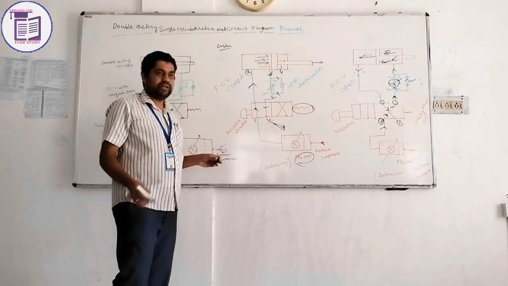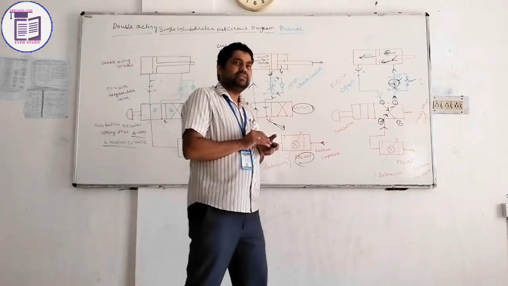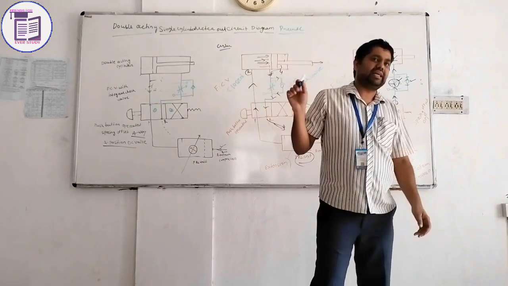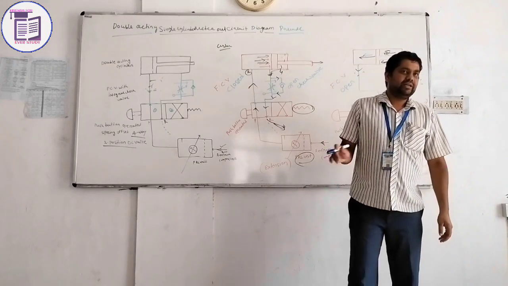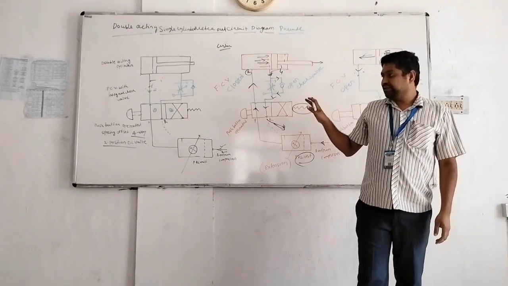This is all about your meter in, meter out circuit in a pneumatic system. Double acting, single cylinder, meter out circuit diagram is there, and previously you already discussed meter in. This is all about meter in and meter out. If you have anything, you can suggest it.